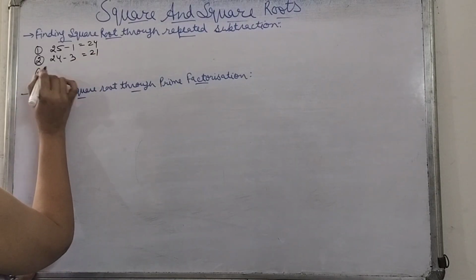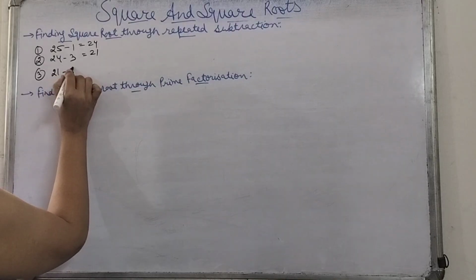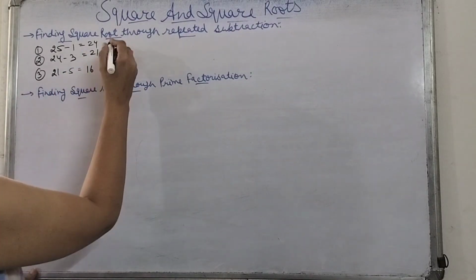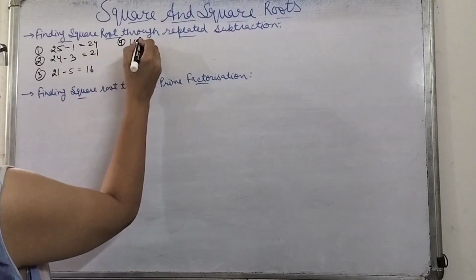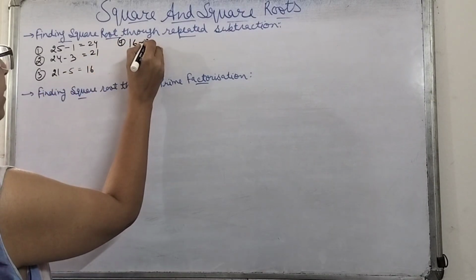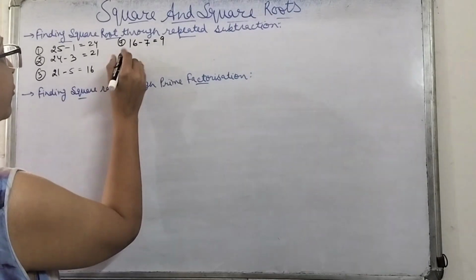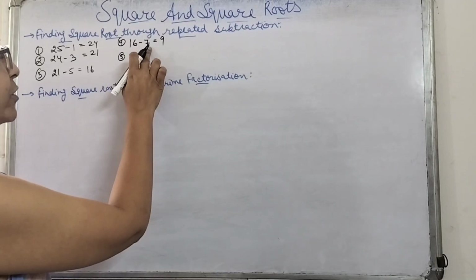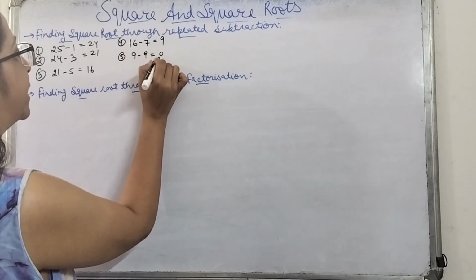In the third step, we will be subtracting the next odd number, that is 5, from 21. So we will be getting 16. In the fourth step, we will be subtracting from 16 the next odd number, that is 7. So we will be getting 9. In the next step, we will be subtracting from 9 the next odd number, that is 9. After 7, the next odd number is 9. So we will be subtracting 9, and we will be getting 0.